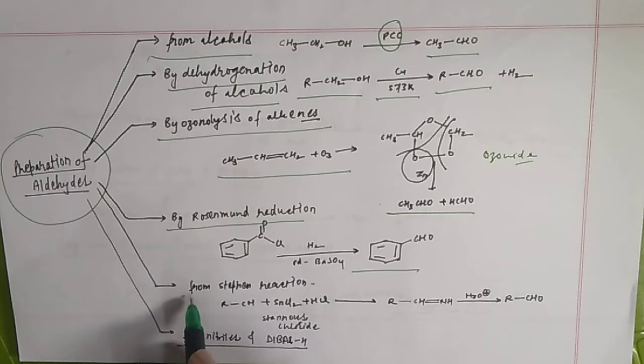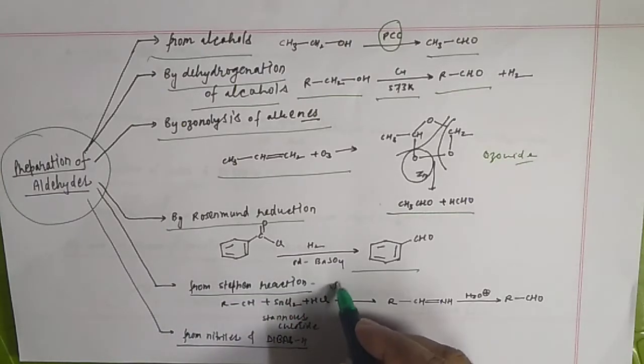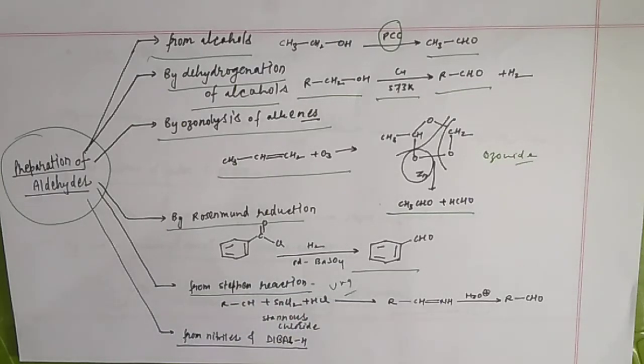Now the next one is the Stephen reaction, a very important reaction. From the board point of view, they ask the named reaction and students get confused about the reagent. So in the Stephen reaction, the reagent we use is stannous chloride and hydrochloric acid. Alkyl nitriles are treated with the stannous chloride. They give the intermediate, which on hydrolysis gives the aldehydes.